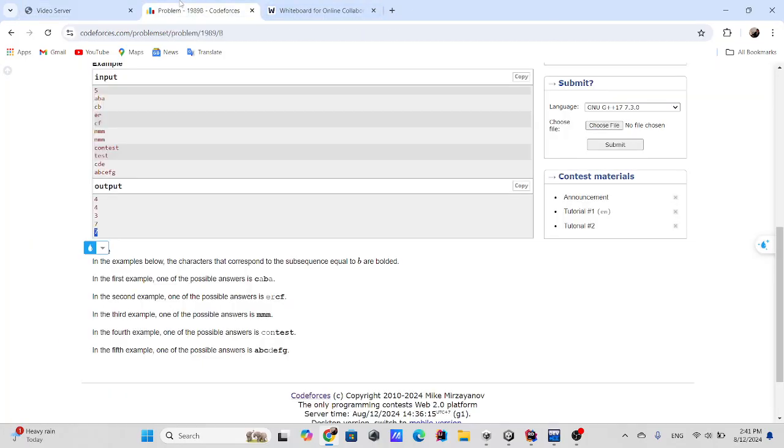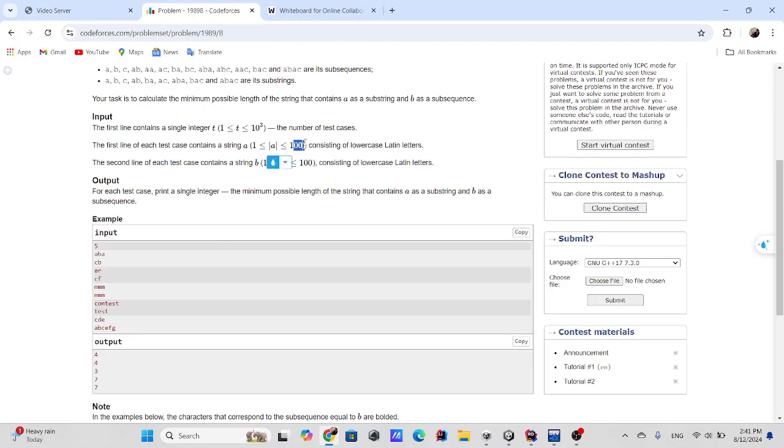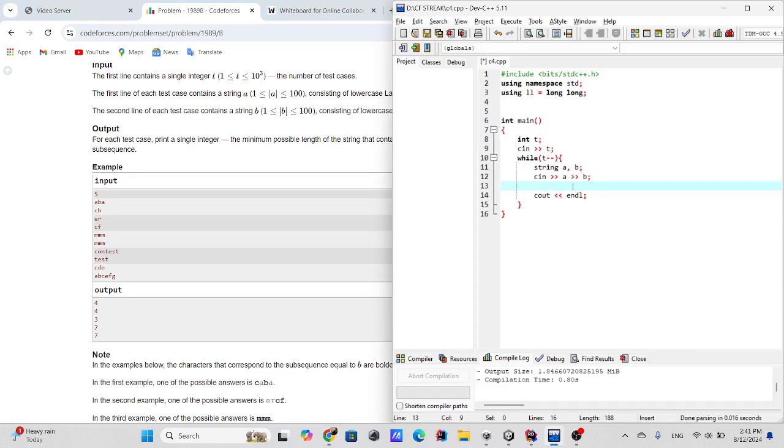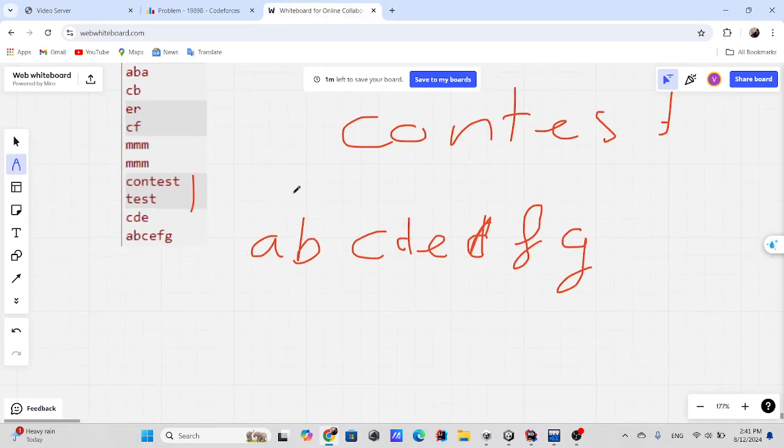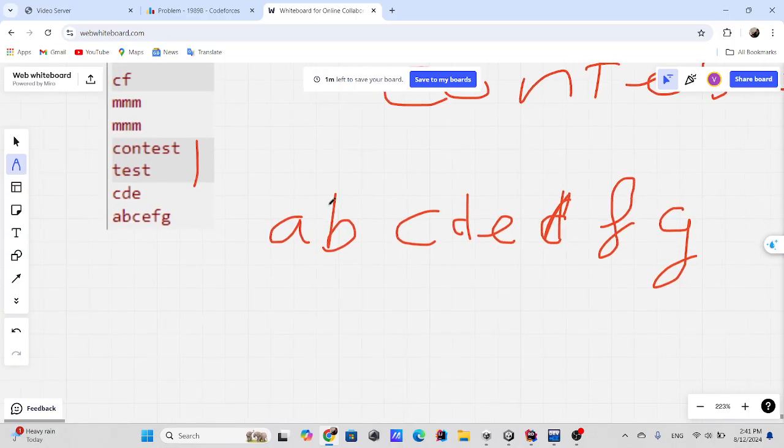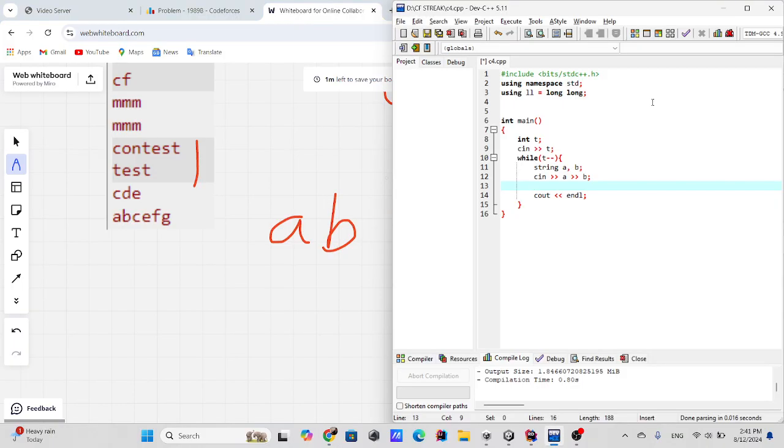Okay, the string is, yeah, pretty short, so maybe we can use a brute force approach. Let's just read the string first. Okay, I think that we can use a brute force approach. No problem.